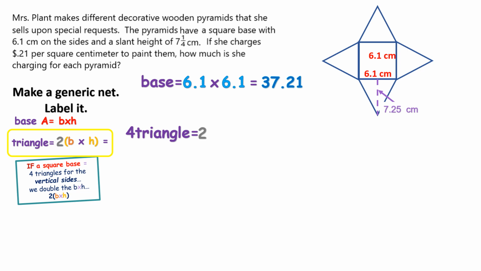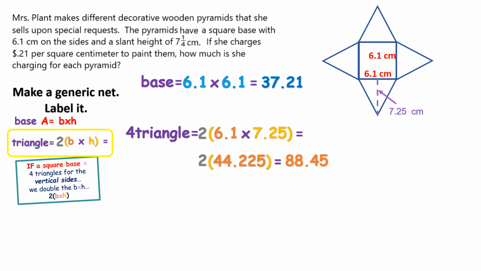But now I'm going to take my 4 triangles, and once again, a triangle is half of a parallelogram. So if I take 4 of them, I end up with a total of 2. So I'm going to plug in my information that I know. The base of the triangles are 6.1, the height are 7.25, and then I'm going to multiply those together. When I multiply those together, I can see that I get 44.225. That still has to be doubled, so if I multiply that by 2, then I get 88.45. So that's going to be my surface area of all of my triangles.